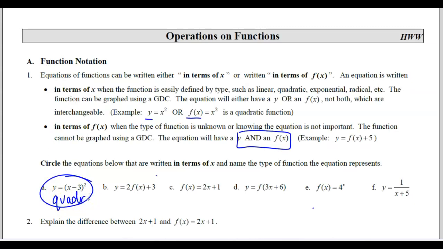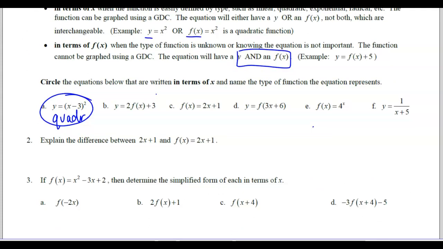Okay. Next one is y equals 2 times f of x plus 3. I don't know what kind of function that is. You'd have to multiply whatever f of x is by 2 and add 3. So that f of x could be a quadratic, it could be a rational, radical, I don't know. So that's not in terms of x. This one has an f of x, so maybe it's not, except that it's like this one. It's f of x equals, and this is linear. So this is in terms of x, because I know how to graph it. Okay, what type of graph it'll be.